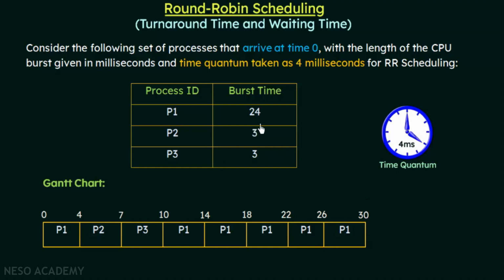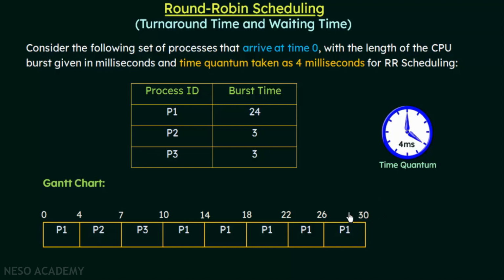So if you see, the burst time of P1 is 24 milliseconds, and it executed here for 4 milliseconds, plus 4 here, 8, and plus 4 here again, that gives us 12, and if you plus 4 here again, that gives us 16, then if you plus 4 here again, that gives us 20, and if you plus 4 here again, that gives us 24 milliseconds.